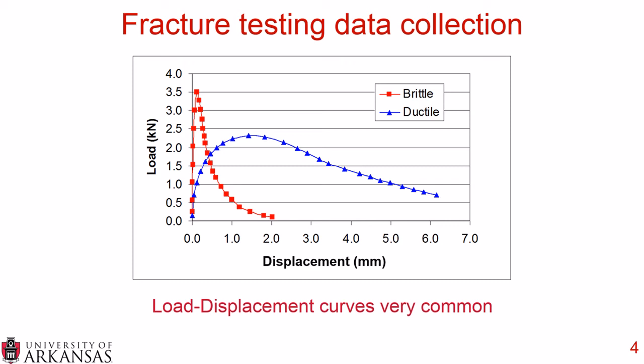And you can see for a brittle asphalt concrete mixture, you usually have relatively high and early peak loads and a very steep softening curve. And for ductile materials, you generally have a lower peak load, but a much longer softening curve.